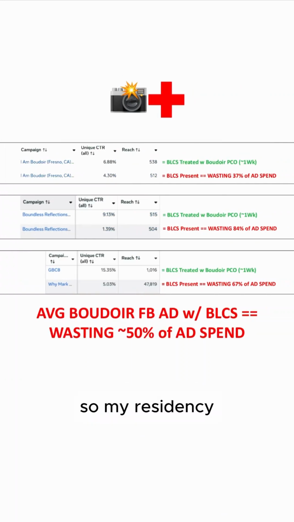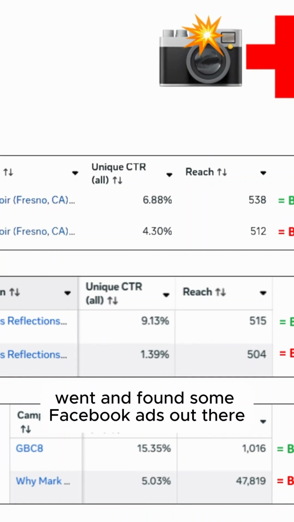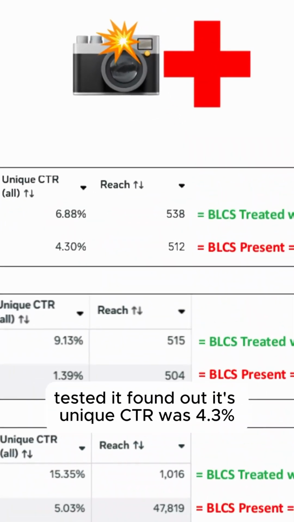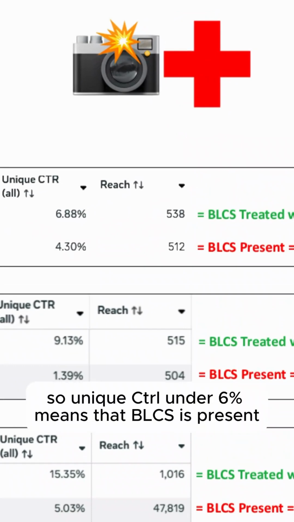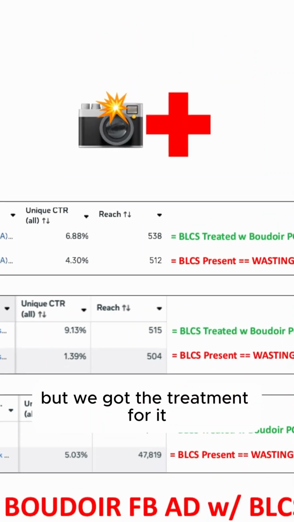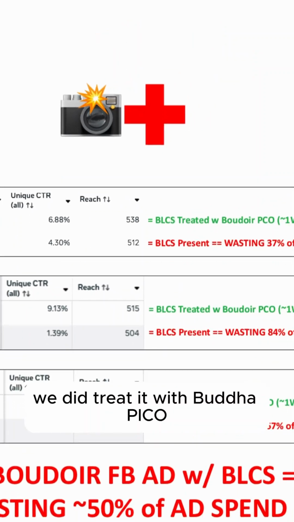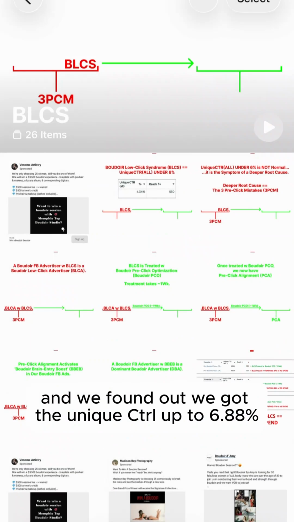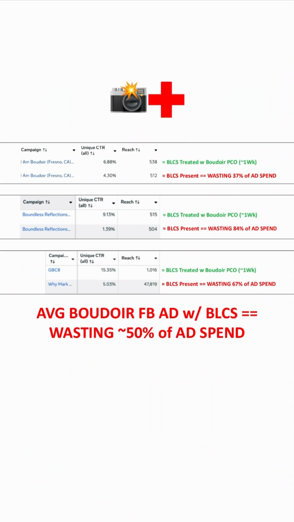So my residency went and found some Boudoir Facebook ads out there. Brought the first one back to the hospital, tested it, and found out its unique CTR is 4.3%. Unique CTR under 6% means that BLCS is present, Boudoir low click syndrome. But we got the treatment for it. We treated it with Boudoir Pico, it takes about a week, and we got the unique CTR up to 6.88%.